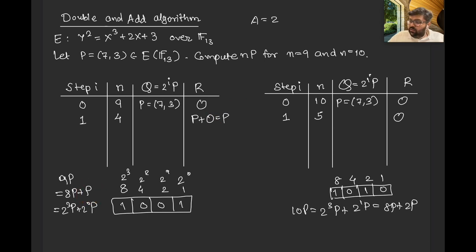Here P is not required. 8P plus 10P is just 8P plus 2P. So here O is there. Now the quotient is non-zero, then we double the point. Quotient is 4 here, so we double the point 2P. We compute 2P. So let us compute 2P.